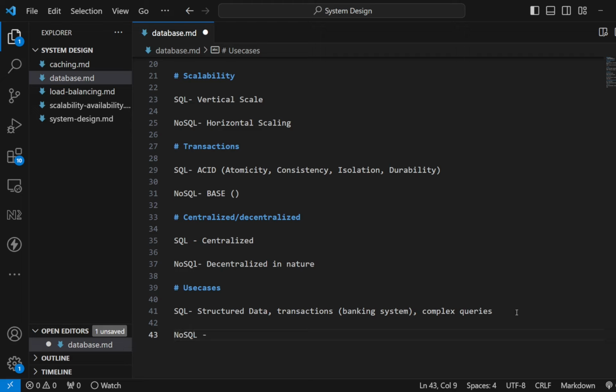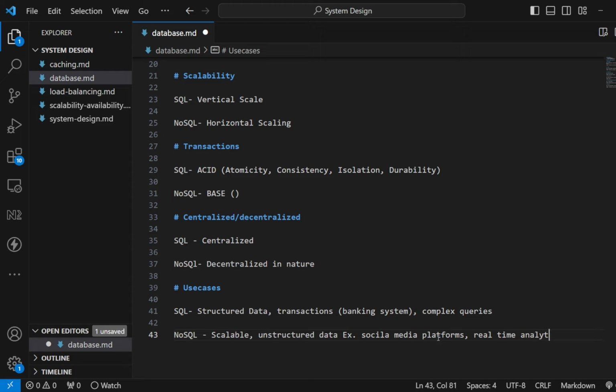And when are NoSQL databases preferred? It is best preferred for scalable, unstructured data. Some examples are social media platforms. So NoSQL is best suited for large scale and unstructured data applications like social media platforms, IoT systems, or real-time analytics.